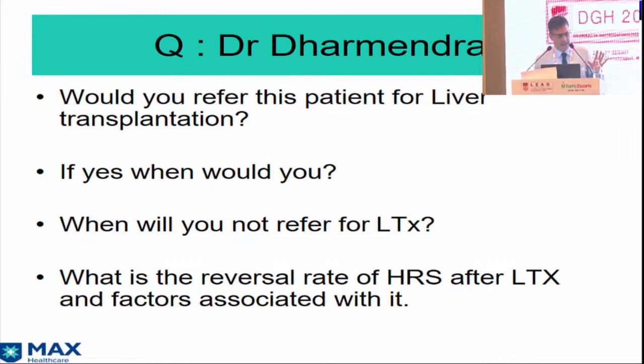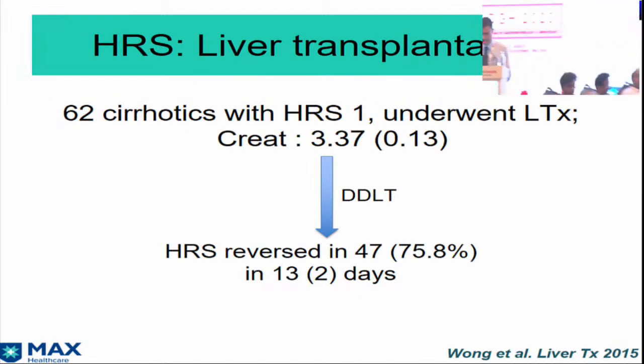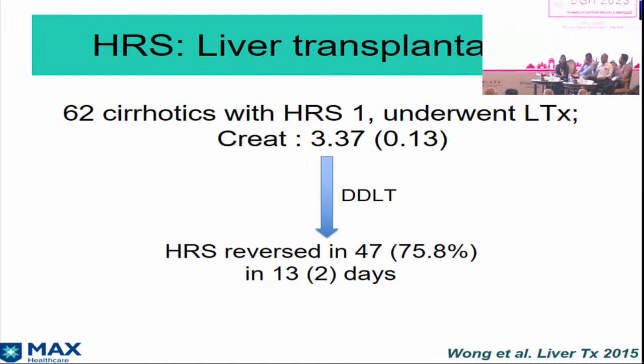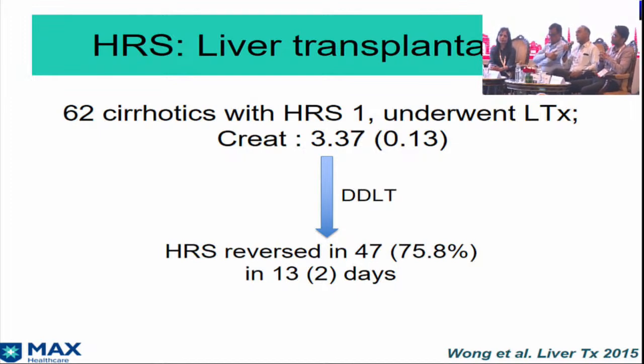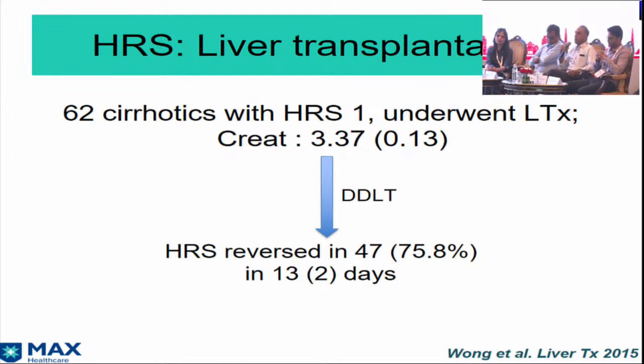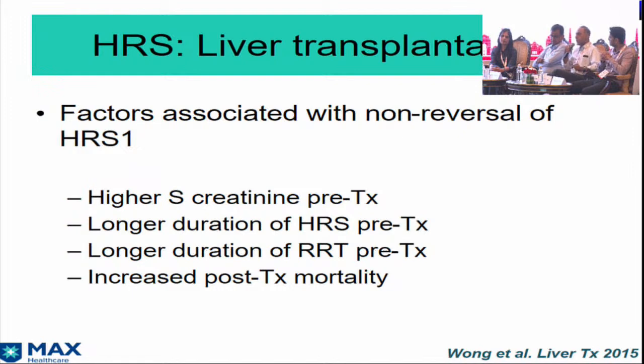So I think the final issue, Dr. Dharmender, would you refer this patient for liver transplant? And what would be the timing? What would be the contraindication? Okay. So liver transplant, yes, because development of HRS supports reduced survival in these patients. And by doing liver transplant, you are curing the liver disease and portal hypertension, which is the cause of HRS. And if you choose the time carefully, in the majority of cases, you will reverse the renal dysfunction also. So the answer to the question, transplant, yes.